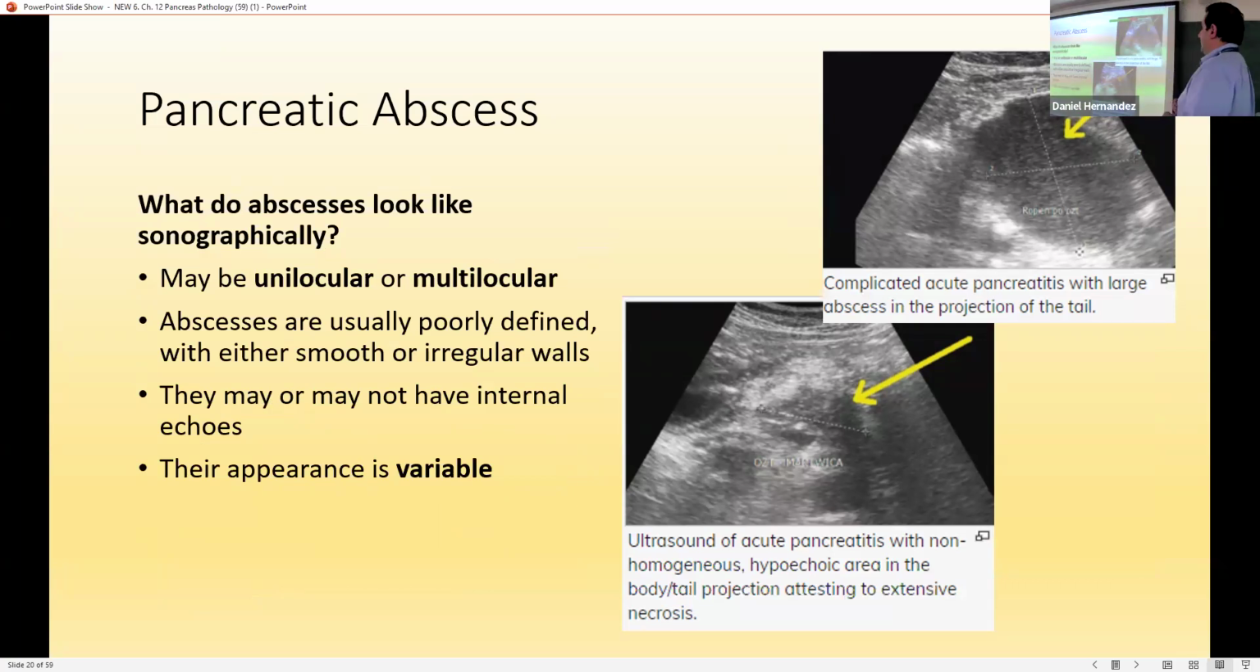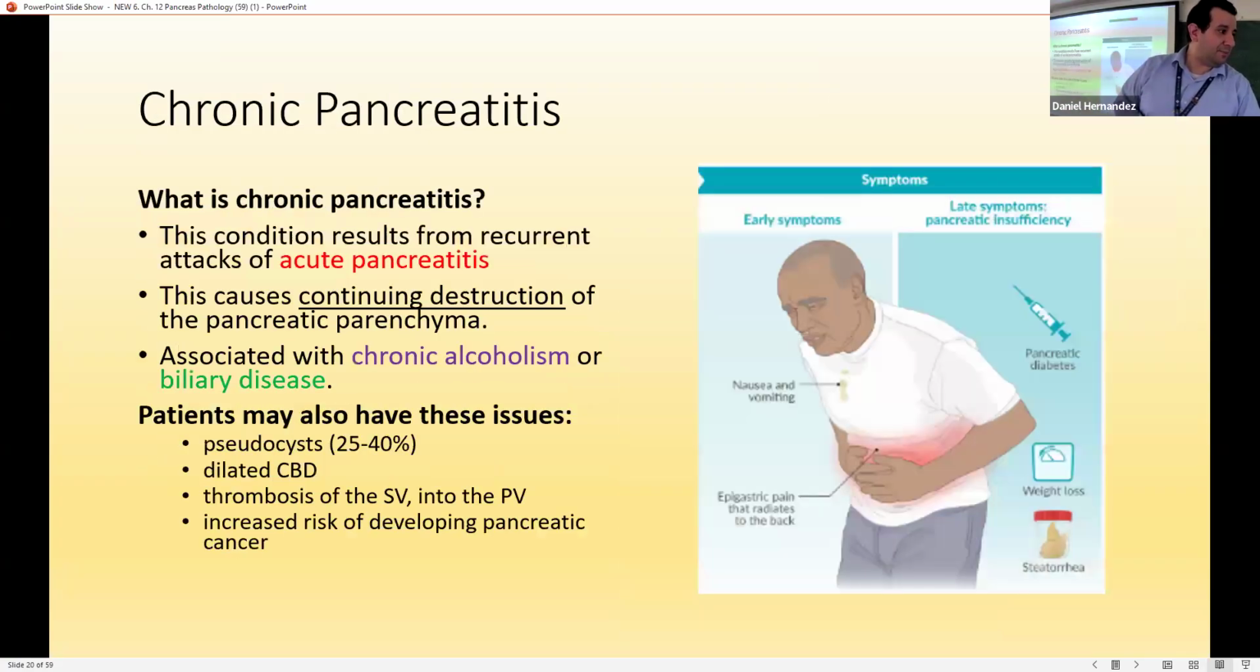A pancreatic abscess can have varying sonographic appearances. The borders could be smooth or slightly irregular, but with abscesses you should be able to see borders to measure the size of that abscess collection, that pus collection. The appearances could be variable. The terms unilocular or multilocular refer to having septations within it, so there could be stranding or septations within that abscess.